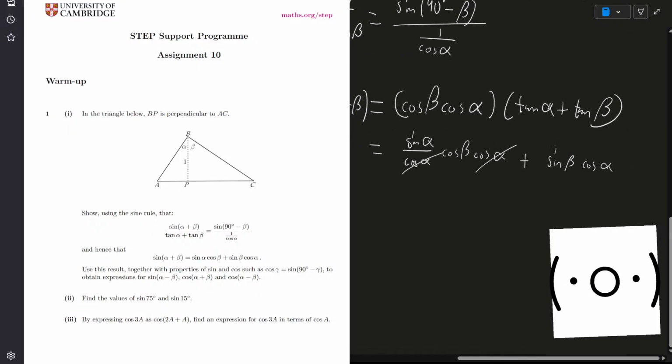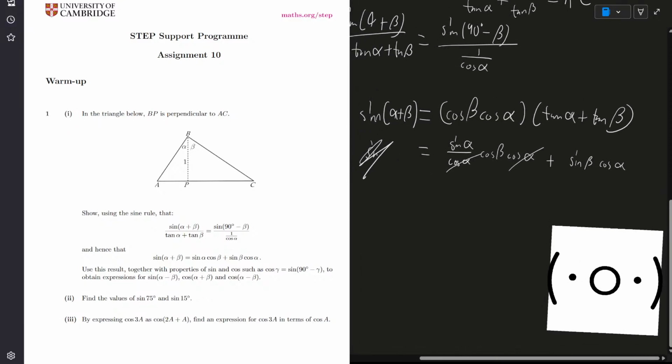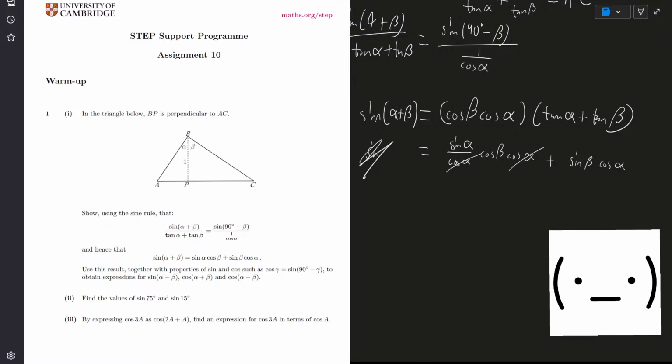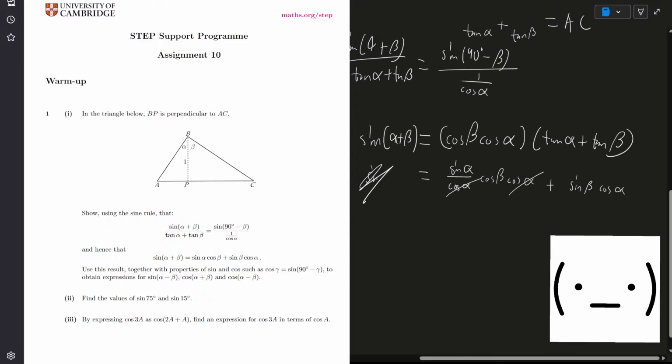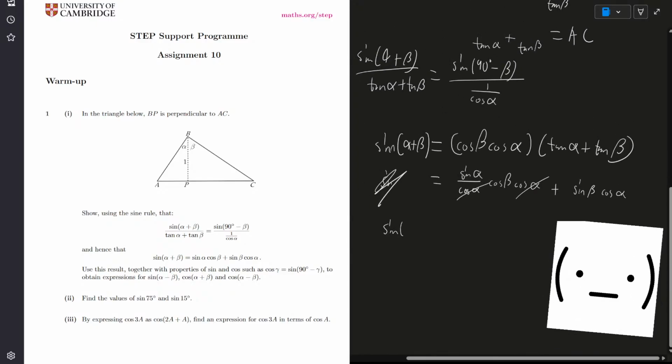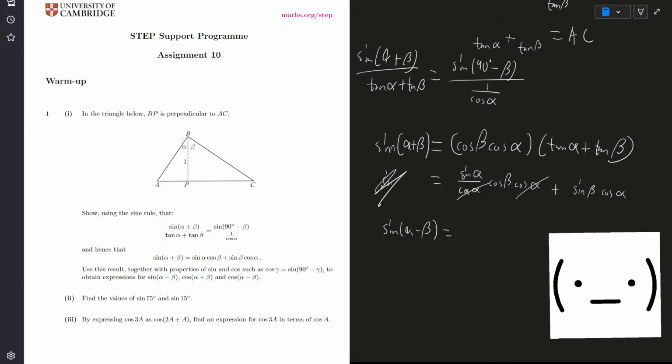And then they've asked us to obtain some more results. They've asked us to obtain results for sine alpha minus beta, which should be easy to figure out.